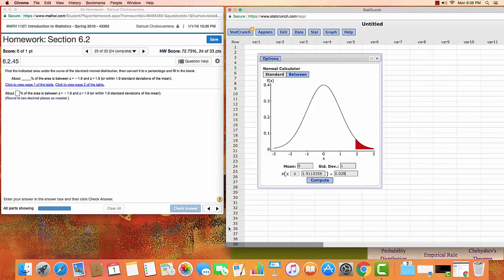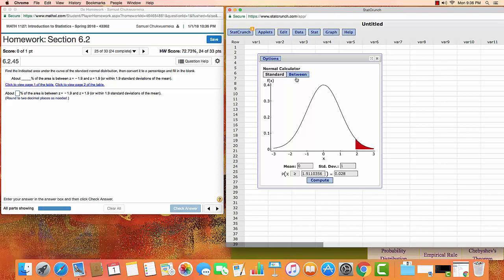Question 25, Statcrunch. Find the indicated area under the curve of the standard normal distribution, then convert it to a percentage and fill in the blank. About blank percent of the area is between z equal to negative 1.9 and z equal to 1.9. So that's 1.9 standard deviations of the mean.